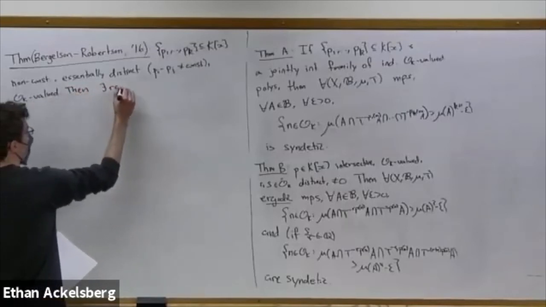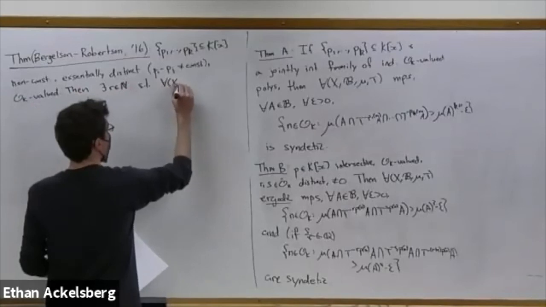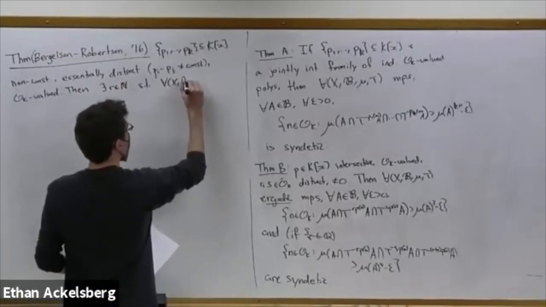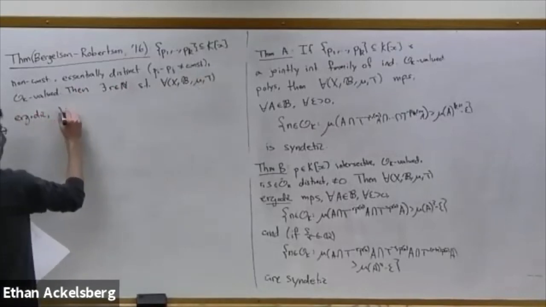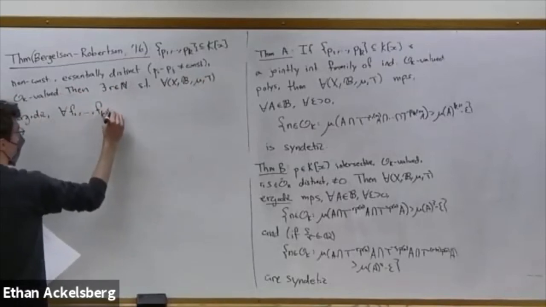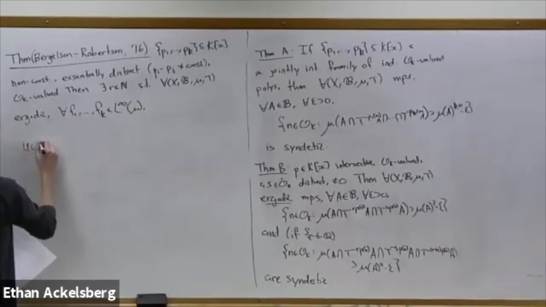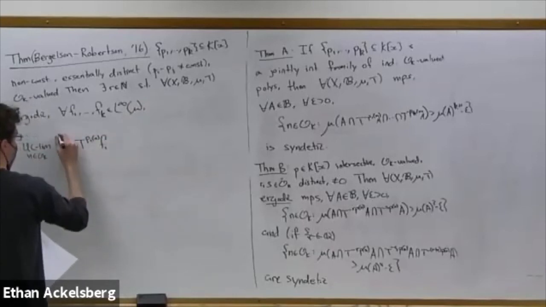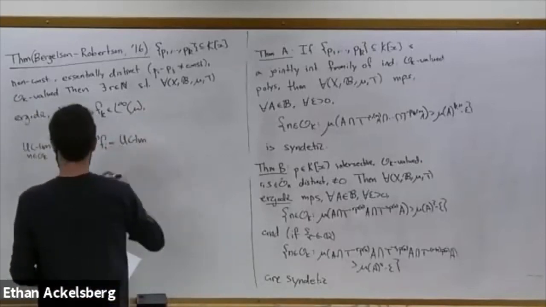Then there exists some R such that for any ergodic system, and any bounded functions, okay, let me just write this down and then I'll explain some notation. This limit is going to be controlled by the R step nil factor.